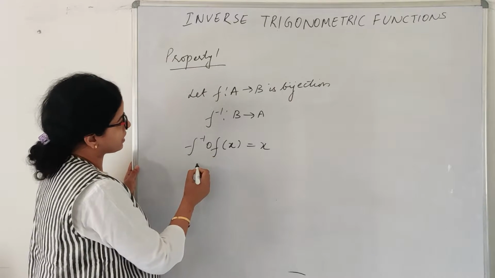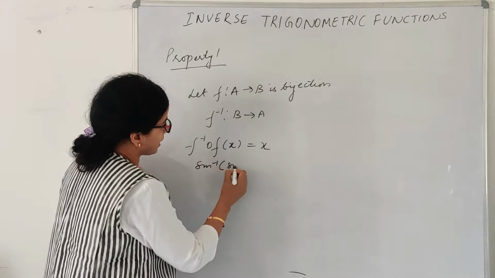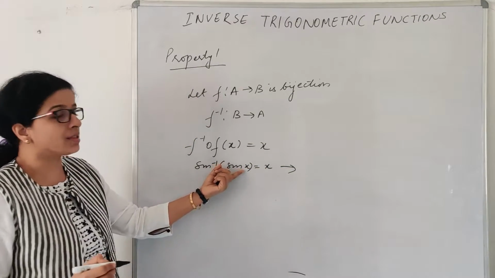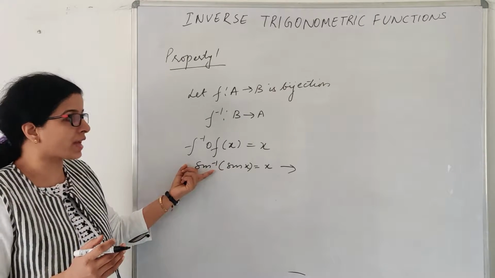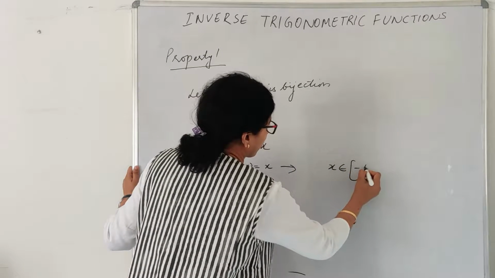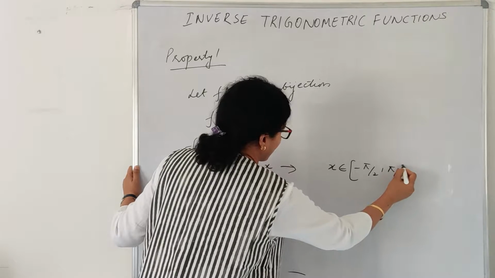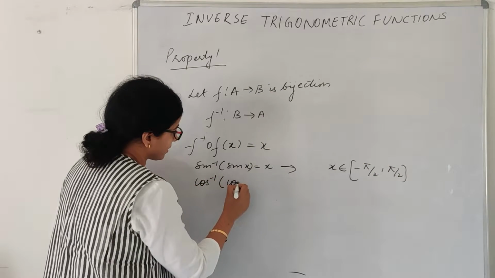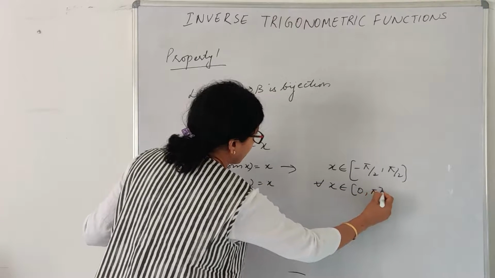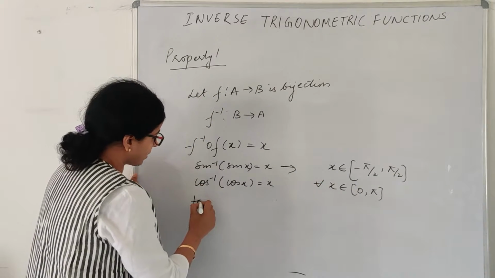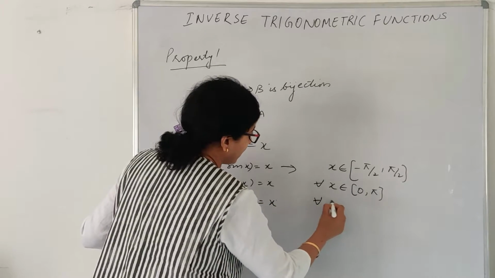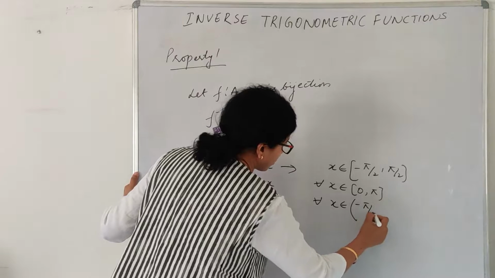So when I am talking about inverse trigonometric function, sin inverse of sin x will be equal to x only in the case when your x lies in the principal range of sin inverse. So it means my x should belong to closed interval minus pi by 2 to pi by 2. Cos inverse of cos x will be equal to x for all x belonging to closed interval 0 comma pi. Now tan inverse of tan x will be equal to x for all x belonging to open interval minus pi by 2 to pi by 2.